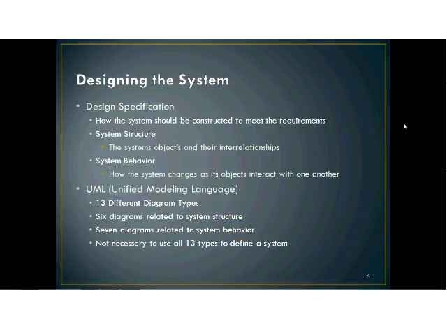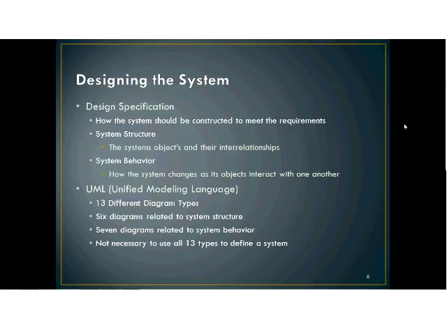Once we have our requirements document, we can proceed to the design phase and start talking about our design specification. The system has two ways that it can be defined. One is the system structure, which defines the system's objects and their relationships. The other is the system behavior, which shows us how the system objects change as they interact with other system objects. In order to show these relationships, we can utilize UML to model the different system structures and behaviors.